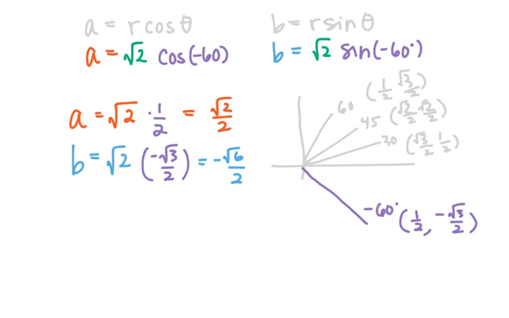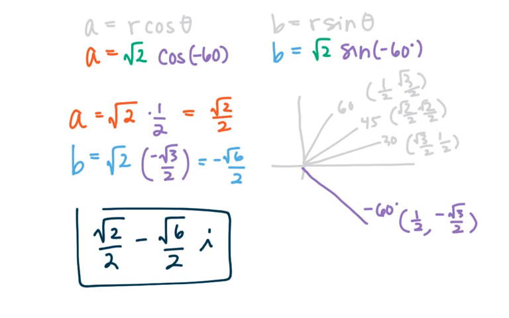That means my complex number in standard form, a plus bi, is root 2 over 2 minus root 6 over 2 i. And that's my final answer. That's equal to a plus bi.